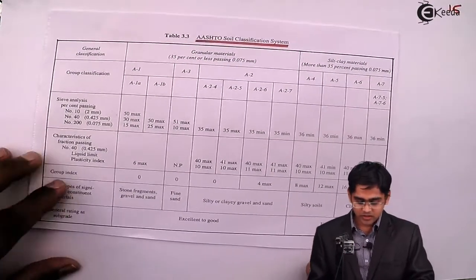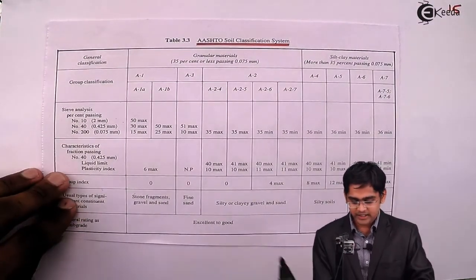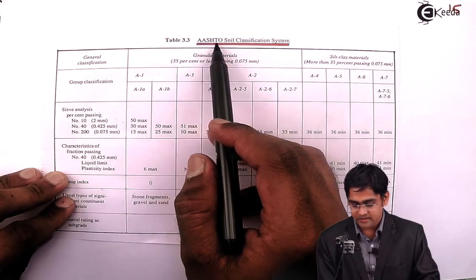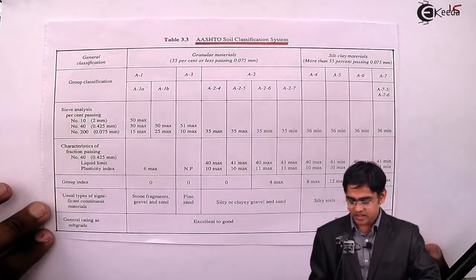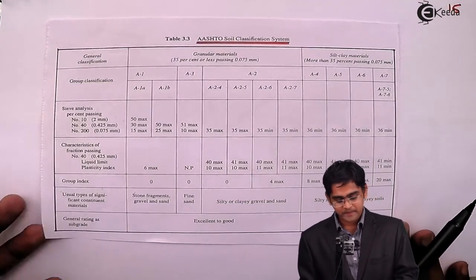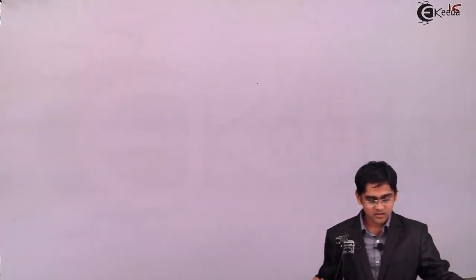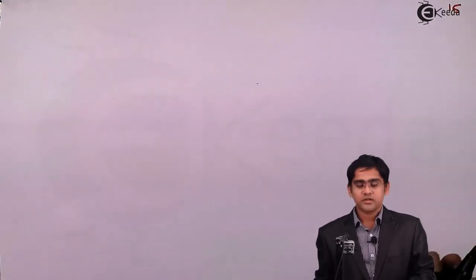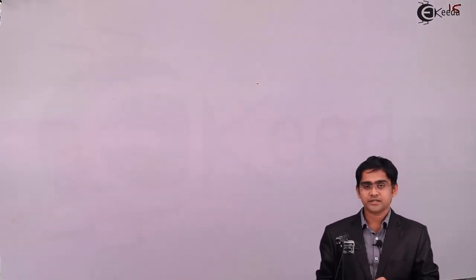So the AASHTO, that is the American Association of State Highway and Transportation Officials, has given this chart in order to classify a soil into all these groups. So this finishes the AASHTO soil classification system.